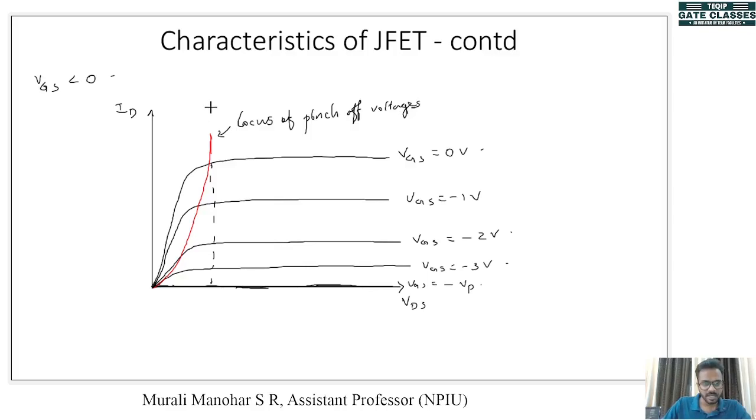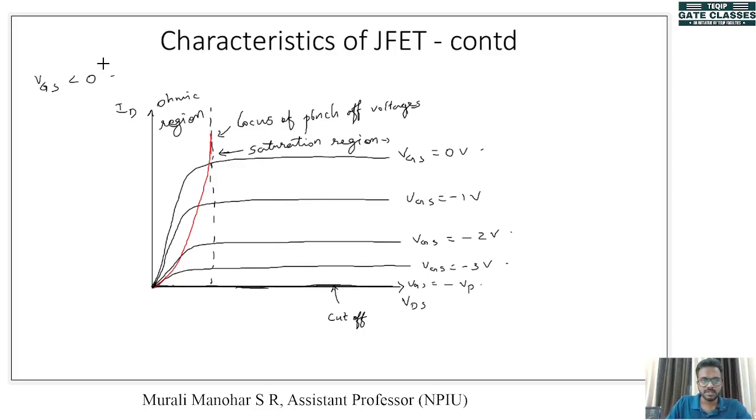Now this characteristics can also be converted into 3 parts, where VGS equal to -VP and ID is equal to 0. This can be called the cutoff region. Where ID is increasing linearly with VDS, this is called ohmic region. And in the ohmic region, this FET can be used as a voltage controlled variable resistance. And this region is called the saturation region after pinch-off. So these are the three regions of operation of a junction field effect transistor.